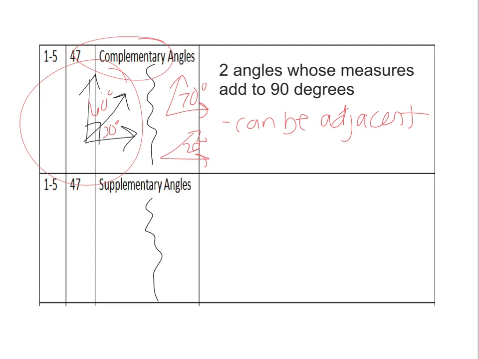Supplementary is pretty much the same thing, except instead of adding up to 90, it's going to add up to 180. So two angles whose measures add up to 180 degrees.